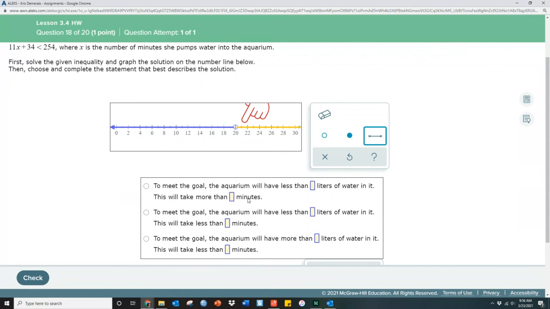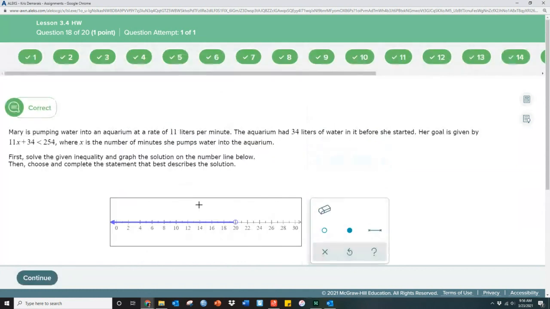And this will take more than 20 minutes. Nope, it'll take less than 20 minutes. So to meet the goal, the aquarium will have less than 254 liters. And this will take less than 20 minutes. All right. Like I said, this takes a little bit of time to get used to. We got to make sure we make sense of what it is that we're talking about.